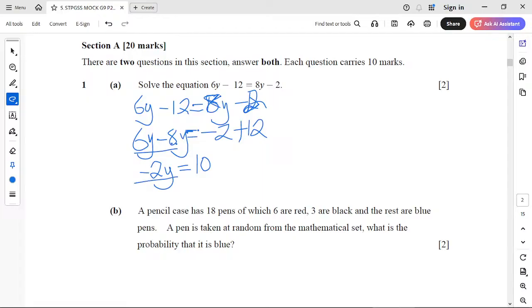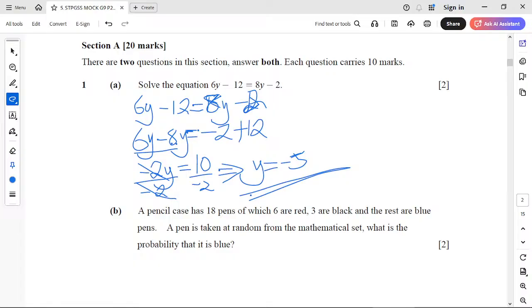Now we want to find the value of y. So we divide both sides by negative 2. When we divide negative 2y by negative 2, we cancel the negative 2's and remain with y, which is equal to 10 divided by negative 2, which gives us negative 5. So that is the final answer. If you have questions, you can ask in the comment section. Basically, this is how you do this question.